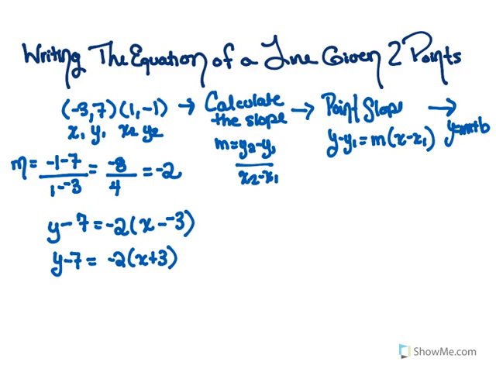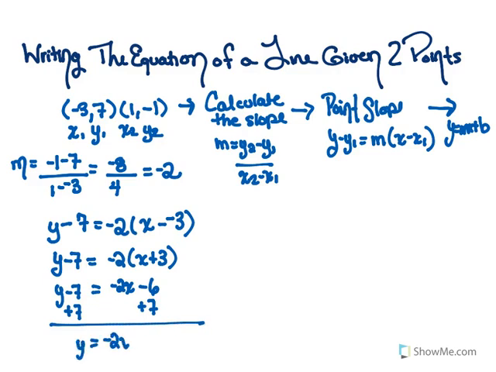And now I'm just going to turn it into slope-intercept by solving for y. So I'm going to distribute, which is -2x minus 6 equals y minus 7. And then my last step is to move this 7 over here. So y is equal to -2x plus 1. All right, from there we can tell that our slope is -2 and our y-intercept is the point (0, 1). So we'll be able to graph our line. Okay?